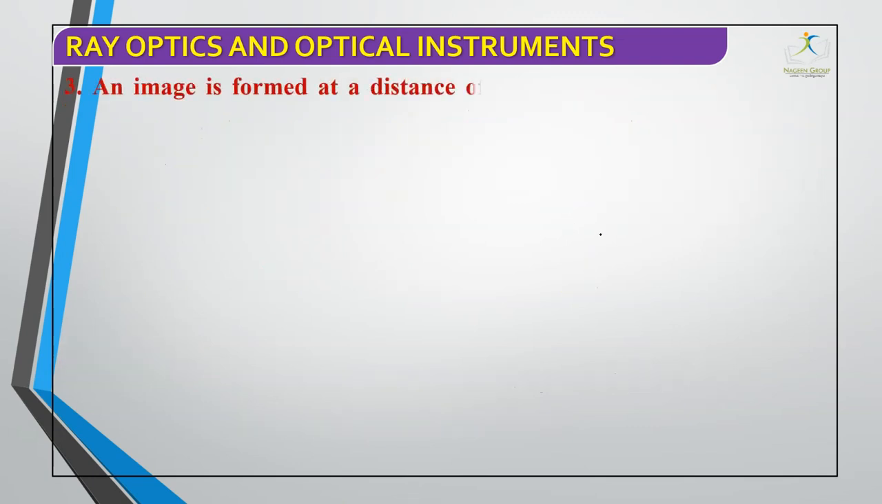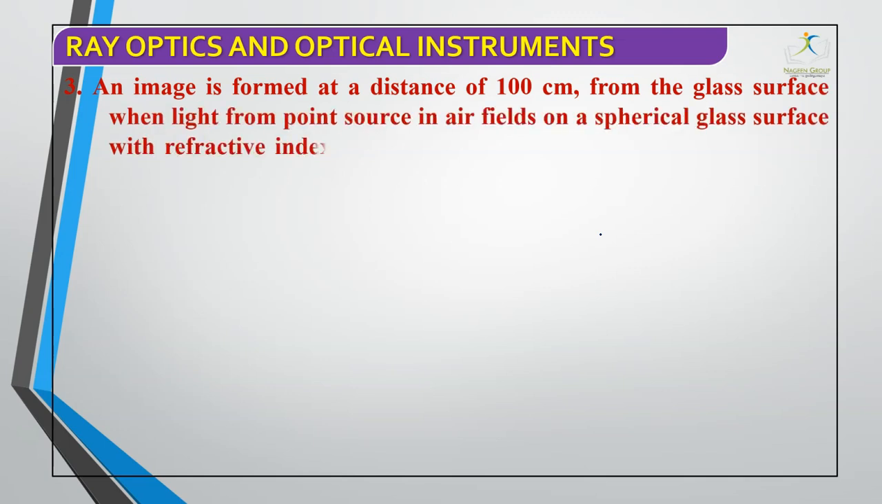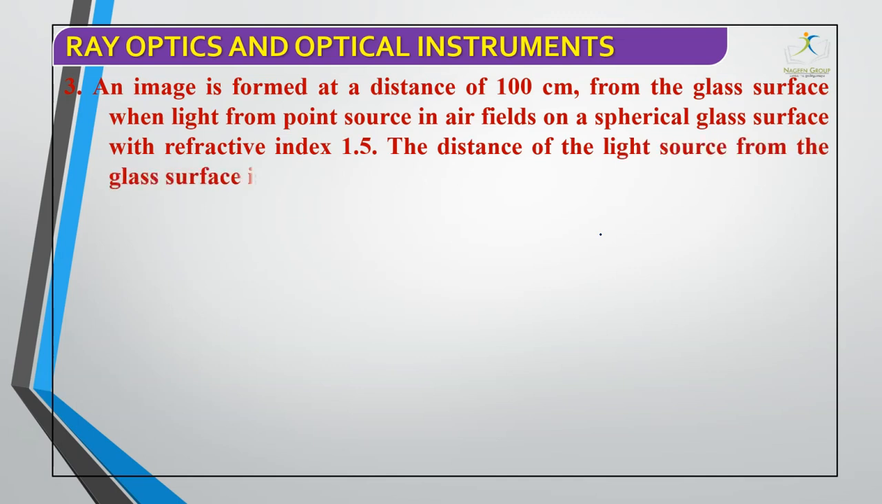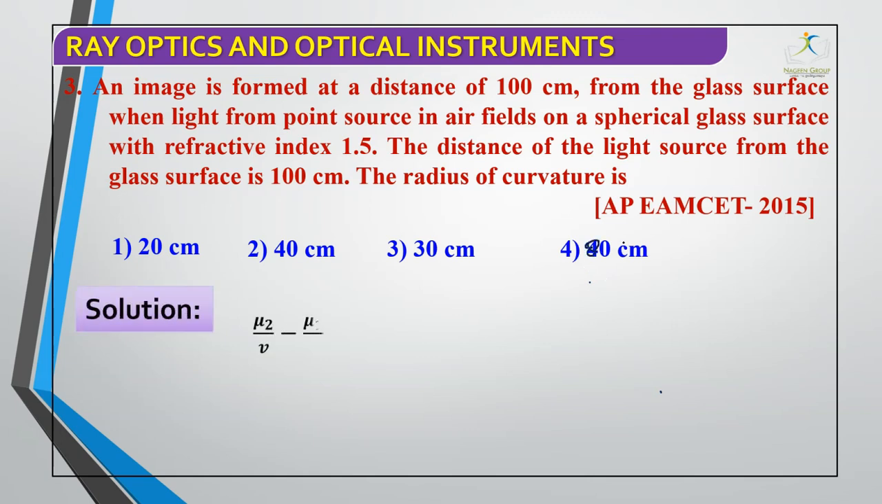Next question: an image is formed at a distance of 100 cm from the glass surface when the light from a point source in air falls on a spherical glass surface with refractive index 1.5. The distance of the light source from the glass surface is 100 cm. The radius of curvature is, and we have the options 20 cm, 40 cm, 30 cm and 40 cm. These two options are repeated, so I have taken one as 80 cm. Now let's move to the solution part.